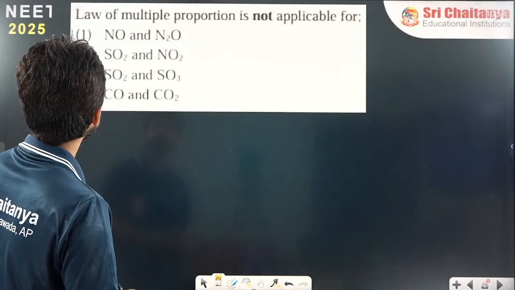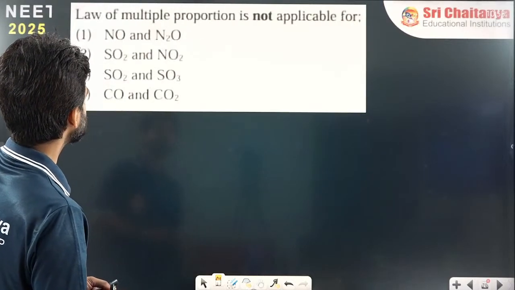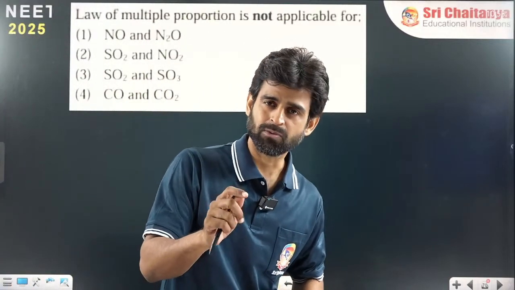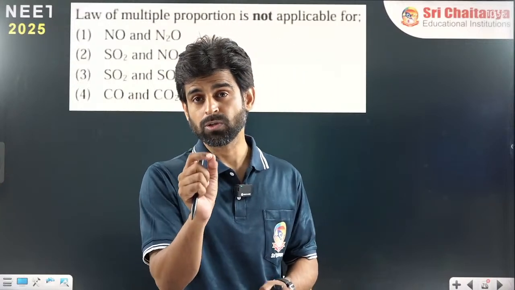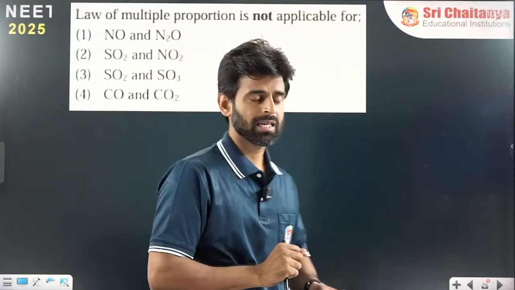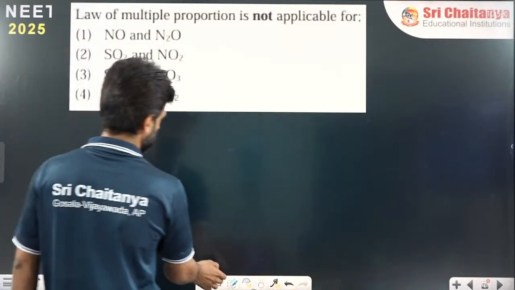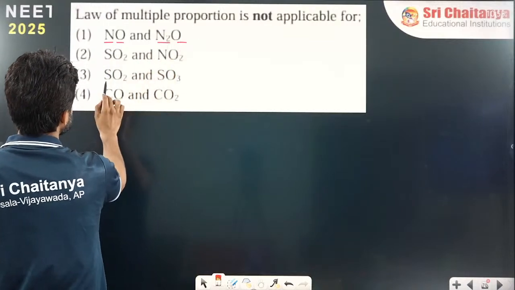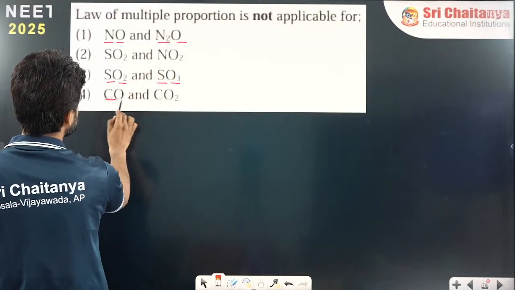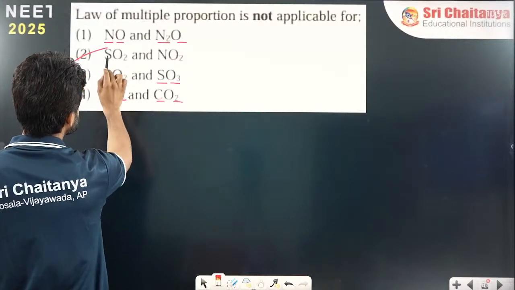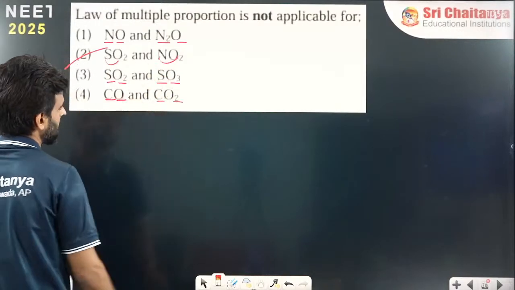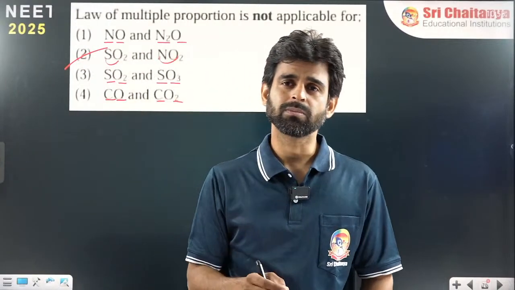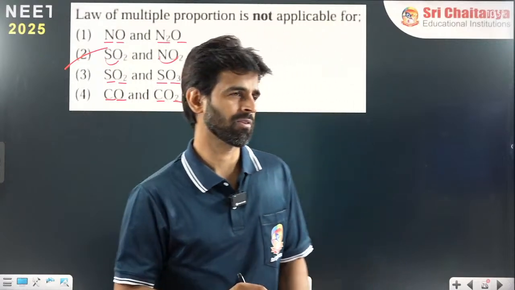Law of multiple proportion is not applicable for. I told very clearly that the law of multiple proportion you can apply on those molecules which are made up of the same elements. Like in this case, this is made up of NO, SO, CO. It is made up of S and O, and it is made up of N and O. In the law of multiple proportion, all the molecules must be made up of the same elements, right? Be careful about it.